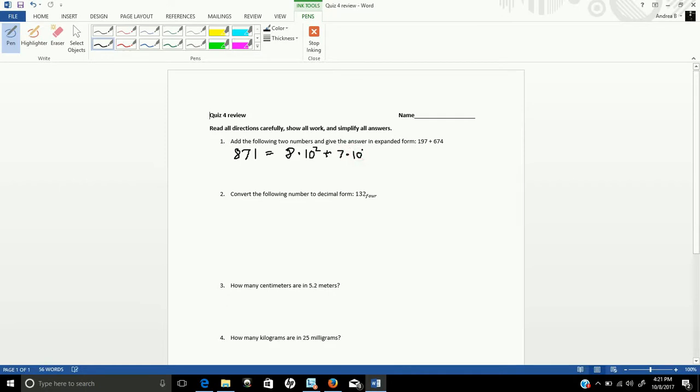So we're in the tens place there, plus, and then the 1 is in the ones place, so it'd be 1 times 10 to the 0 power. Remember, any number to the 0 power is equal to 1. So then this would be your final answer here in expanded form.